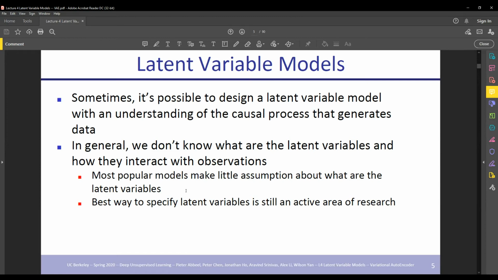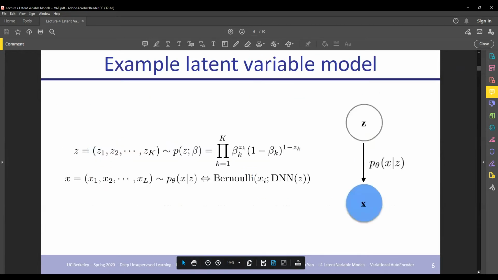And that's another advantage of this approach as opposed to the autoregressive or flow models, where we imposed a lot of restrictions on the approach, and those restrictions enabled us to simplify the math. In this case, because we don't apply the restrictions, the math is much more complicated. But at the same time, we end up with techniques that are much broader and much more general. The way to specify the latent variables is still a very active area of research.